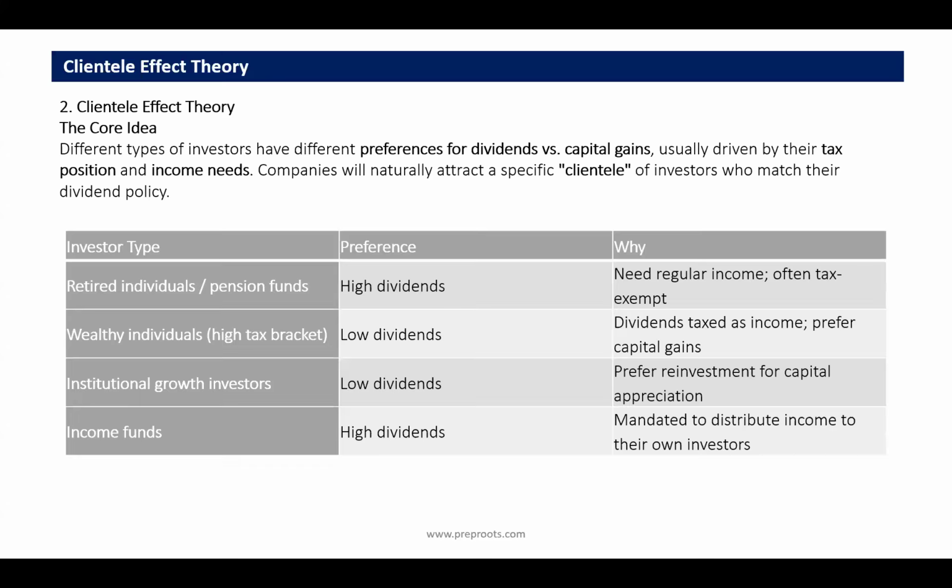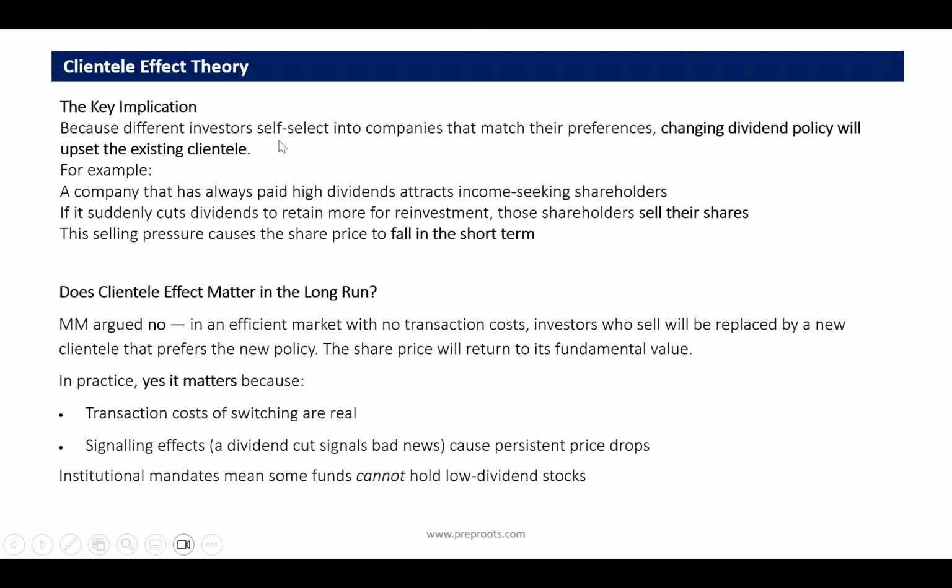So, clientele effect. Clientele means a company will attract a specific type of client as an investor. Like FFC attracts those investors who like dividends. Nishat attracts those investors who don't like dividends. Because different investors self-select into companies that match their preference, changing dividend policy will upset the existing clientele.